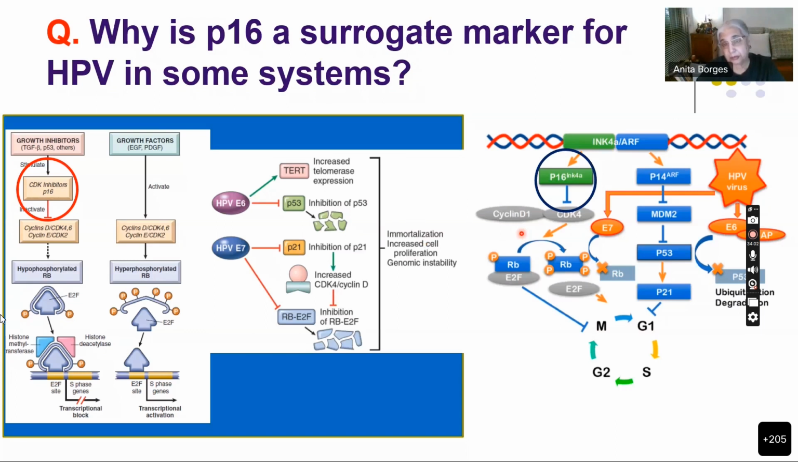Okay, but P16 can accumulate in any tumorous situation apart from it being infected with HPV, because it's just part of the cell cycle. Anything that causes P53 inhibition, whether it's a mutation or some other reason why P53, or for that matter RB, is not being allowed to function, then P16 will be overexpressed in that system. All right, are there any questions on this?